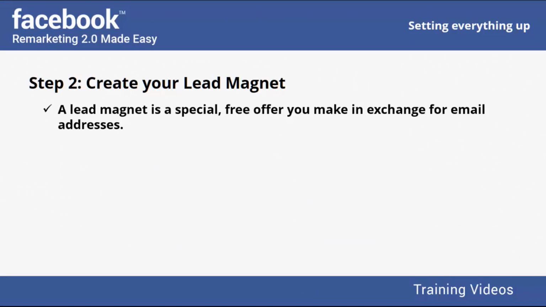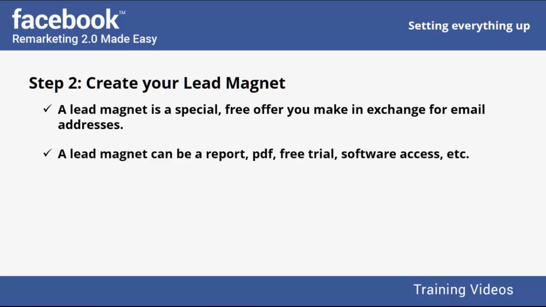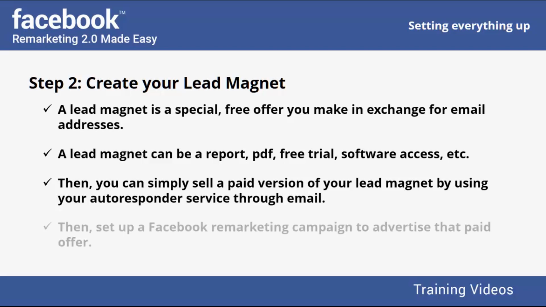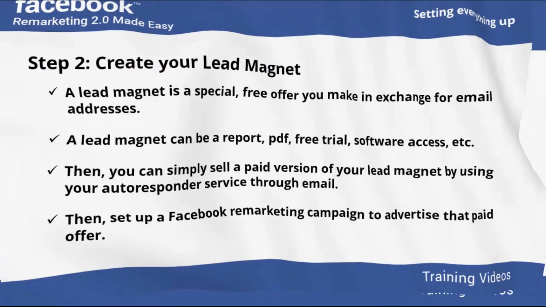Step 2. Create your lead magnet. A lead magnet is a special, free offer you make in exchange for email addresses. With an attractive lead magnet, you'll accelerate your email list building. A lead magnet can be a report, PDF, free trials, software access, etc. With this, you can build a list by offering free stuff. Then, you can simply sell a paid version of your lead magnet by using your autoresponder service through email. Then, set up a Facebook remarketing campaign to advertise that paid offer so you can remarket to those subscribers and increase their buyer propensity.